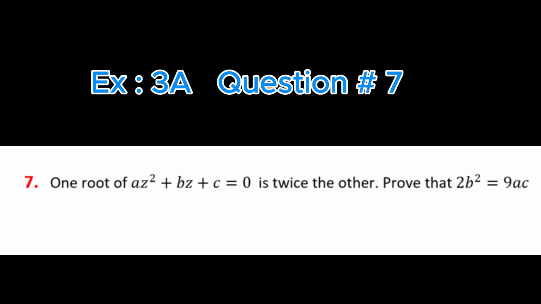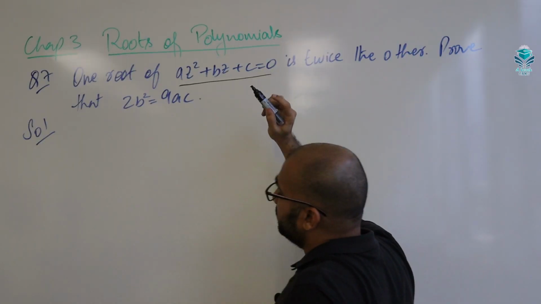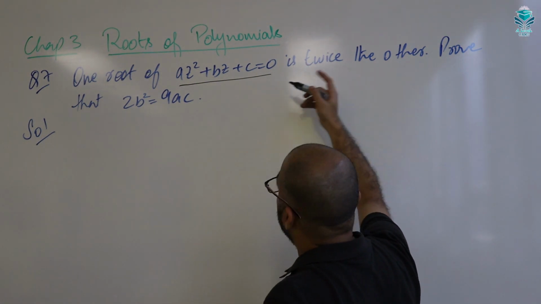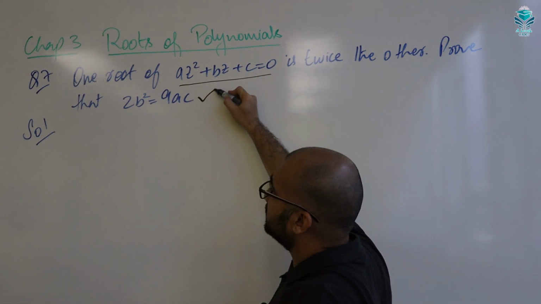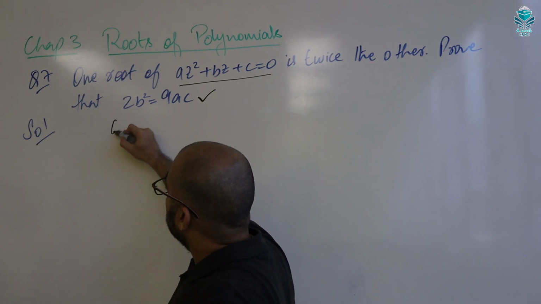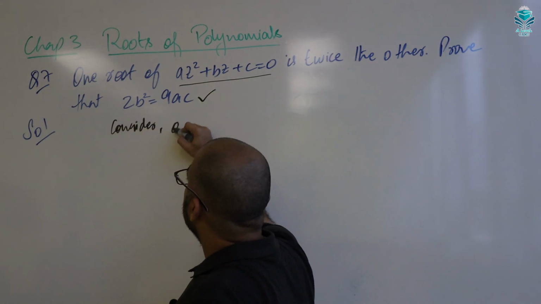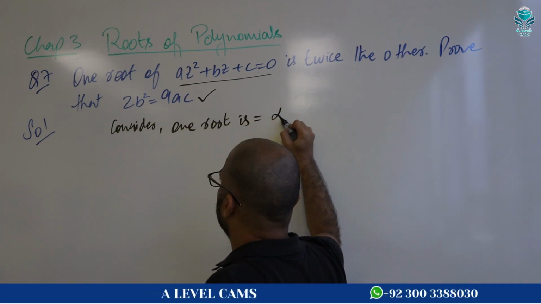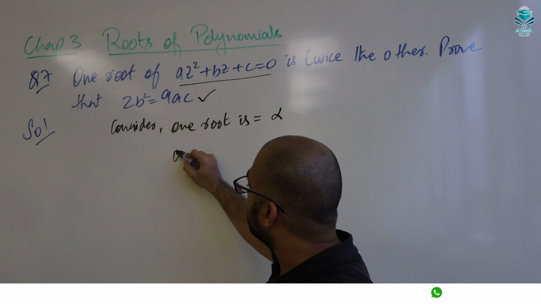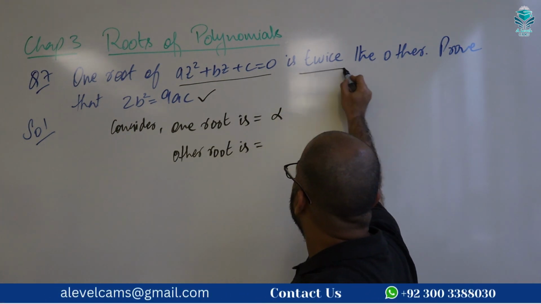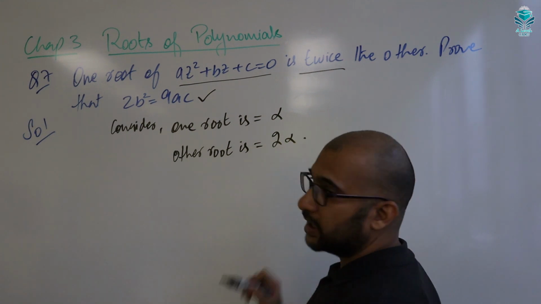In this question we are given a quadratic polynomial and the information given to us, one root is twice the other. So what we have to do, we have to prove this relation. So dear student, consider one root is alpha. What about the other root? Other root is, according to the given condition, twice the other.